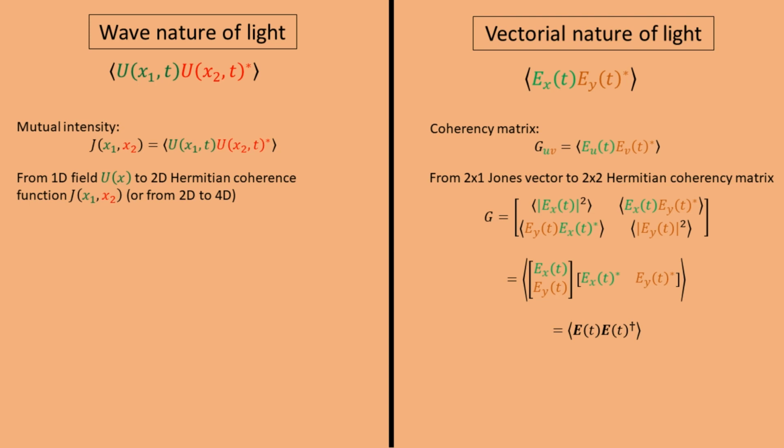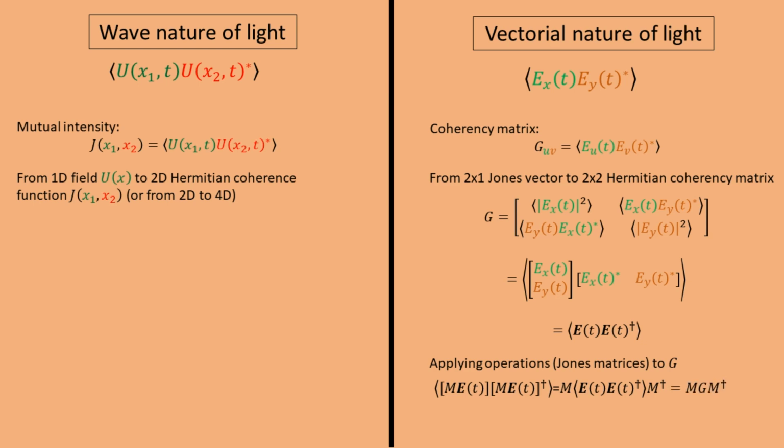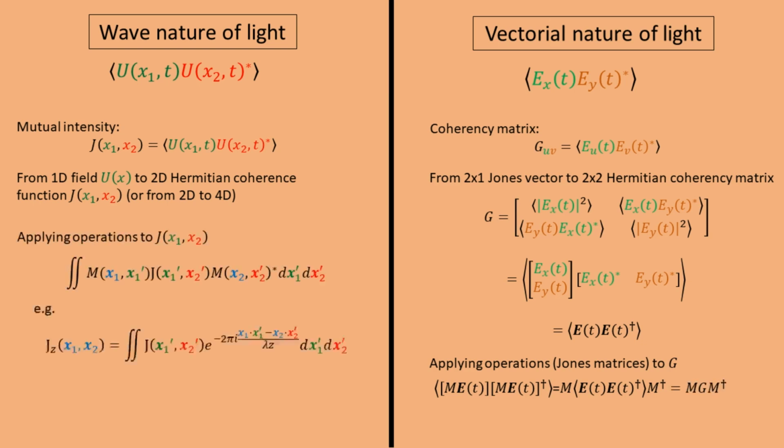From this, we can see that if we want to apply an operator to a partially polarized field, we need to multiply the coherency matrix from both the left and the right side with the operator. This is analogous to how we need to perform a double integral if we want to apply an operator to the mutual intensity function. Lastly, to find the total intensity of a partially polarized field from its coherency matrix, we need to add its diagonal elements together, which means taking the trace of the coherency matrix.